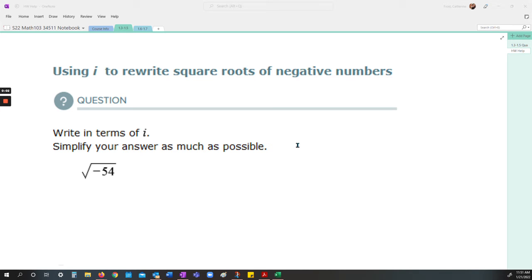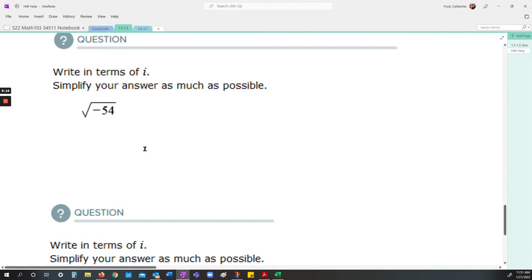Using i to rewrite square roots of negative numbers. Okay, so we have a square root of a negative number here. It says write in terms of i. Okay, simplify your answer as much as possible.